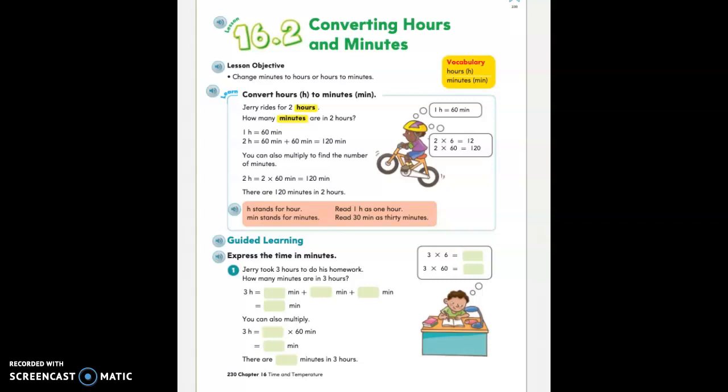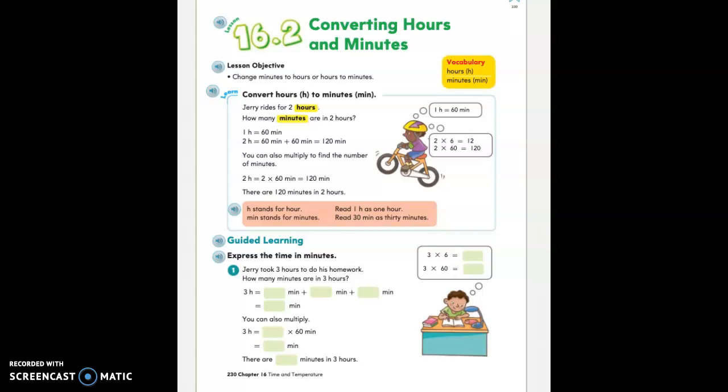So Jerry's on his bike right here and he's thinking, okay, I know 1 hour equals 60 minutes, and I also know that 2 times 6 equals 12. So I should know that 2 times 60 equals 120. Our multiplication skills are coming back in. H stands for hour, MIN stands for minutes. So we read 1H as 1 hour and we read 30 min as 30 minutes.